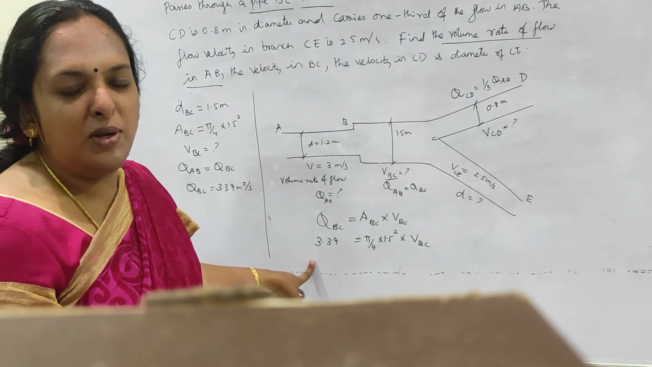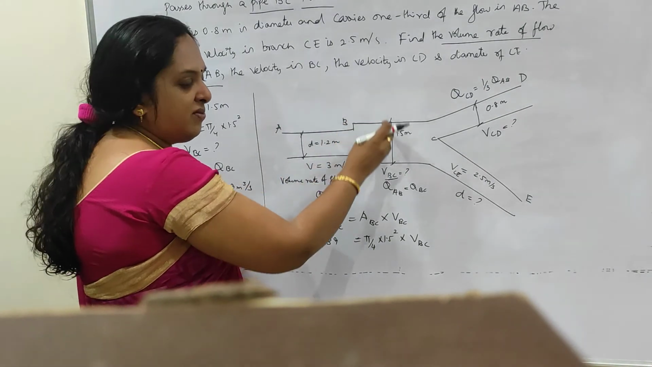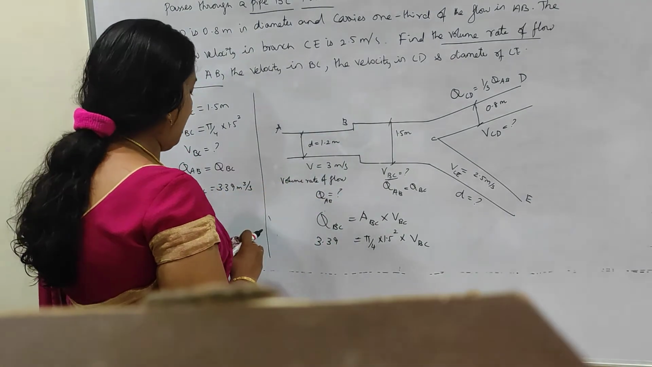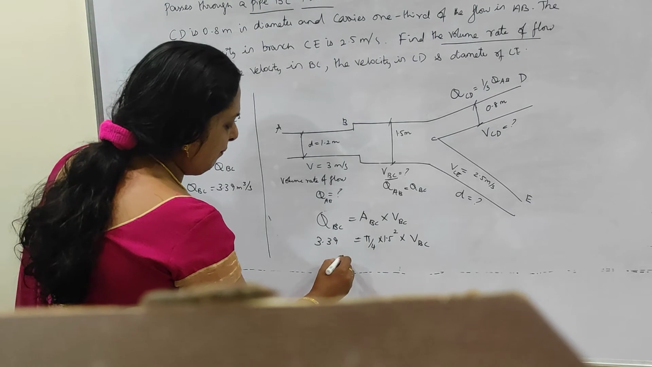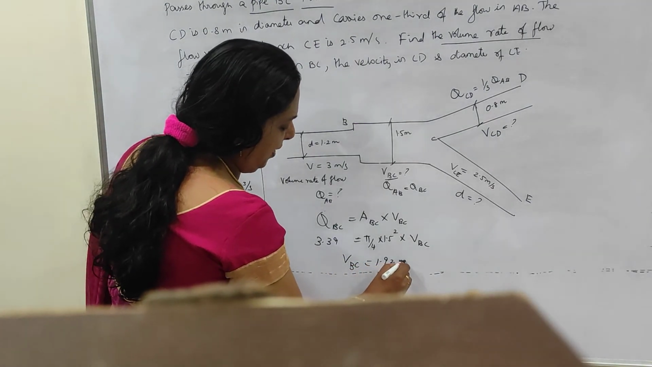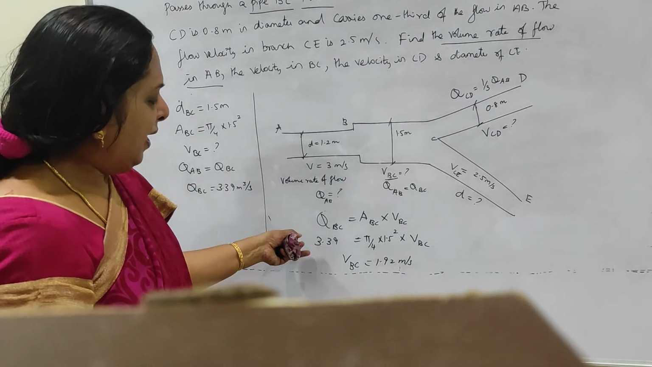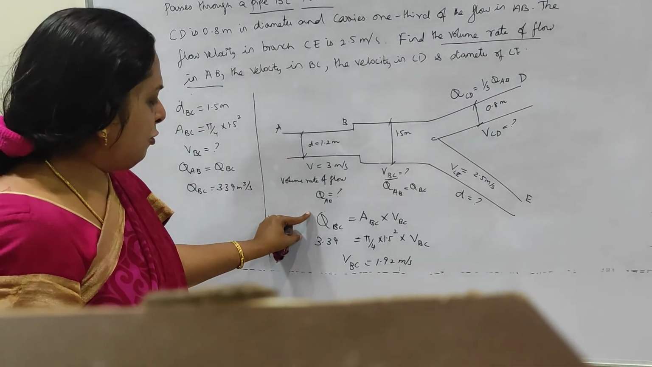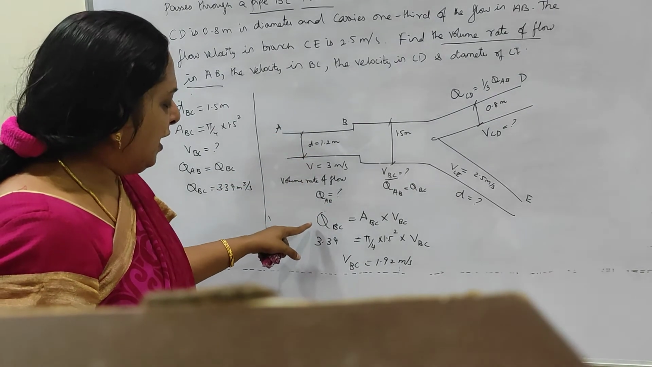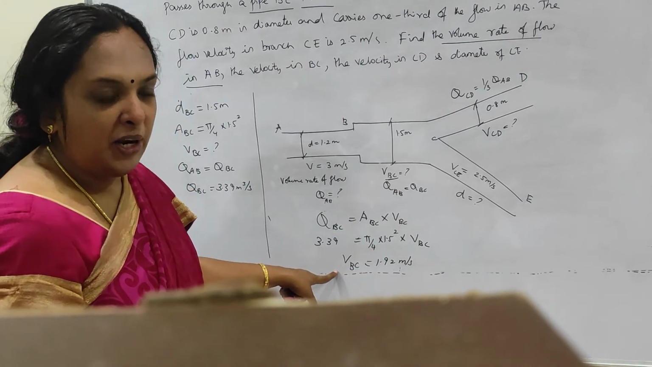Otherwise, what we can do is apply the continuity equation at the pipe AB as well as at the pipe BC, and then I will be able to find out VBC. That is the other way, where I will get VBC as 1.92 meter per second. So both are the same. Because QAB is once again the area and velocity of this pipe. So that value only I have substituted here, and from this I will be able to find out VBC.